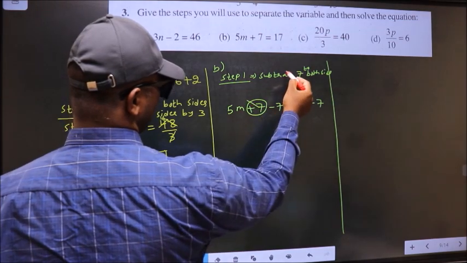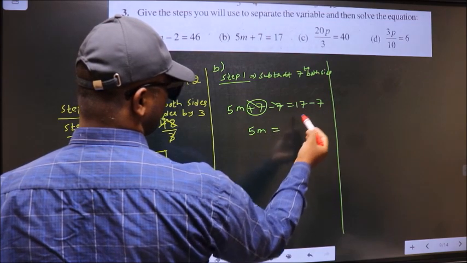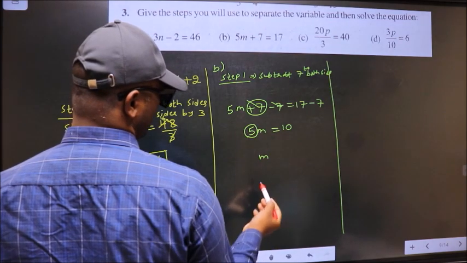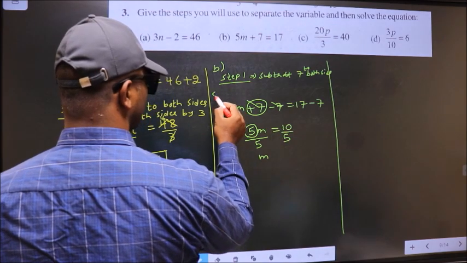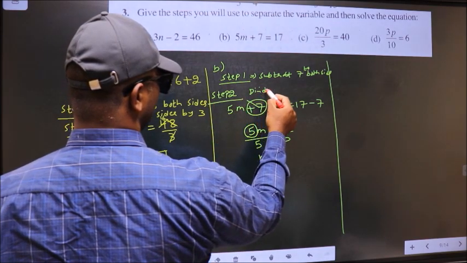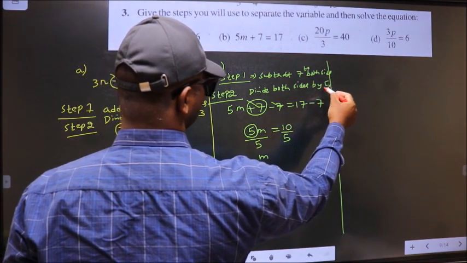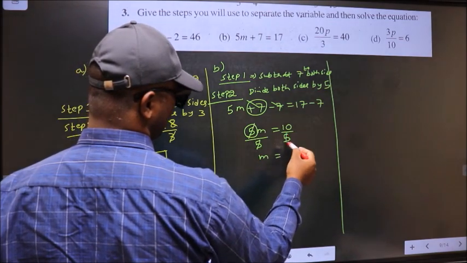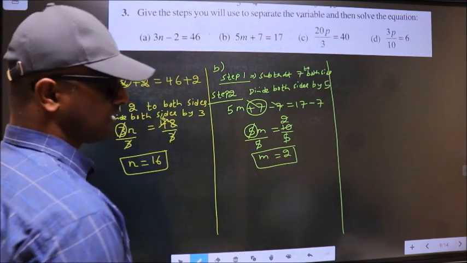Now plus 7 minus 7 cancel out, you are left with 5m equal to 17 minus 7, 10. Now to get m, we should remove 5. To remove 5, you should divide by 5 on both sides. So your step 2 is divide both sides by 5. So this cancels out, you get m equal to 5 ones, 5 twos. So m equal to 2 is our answer.